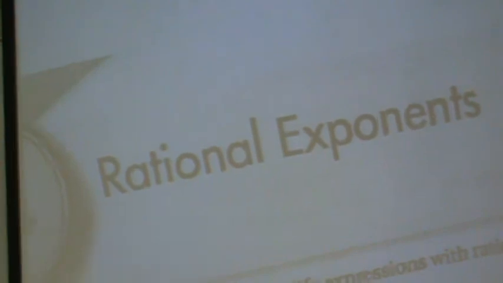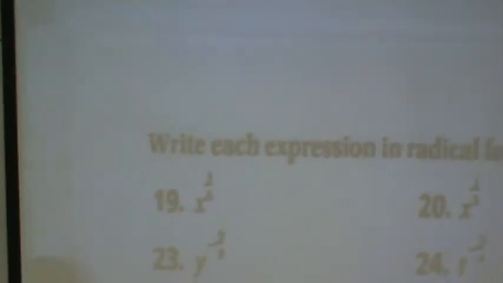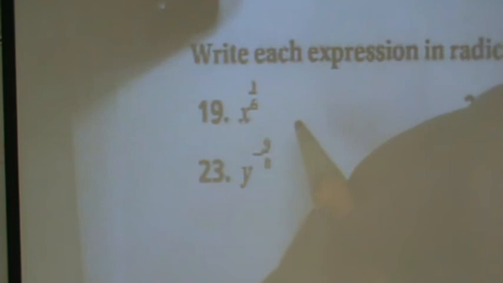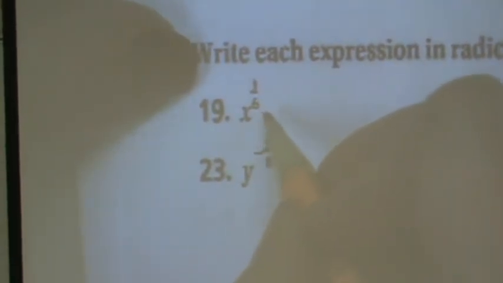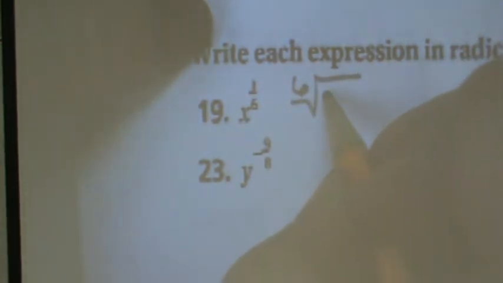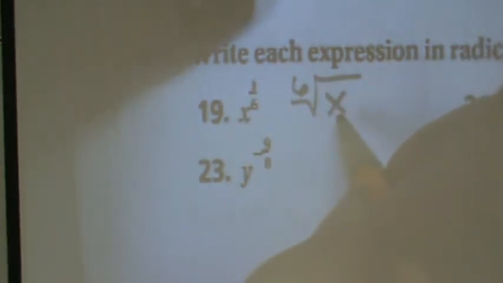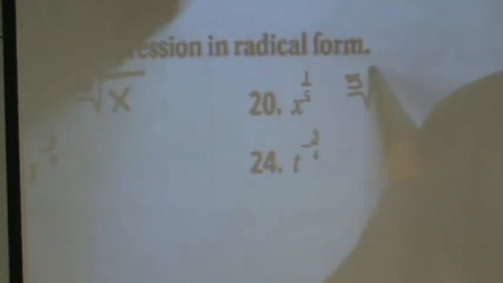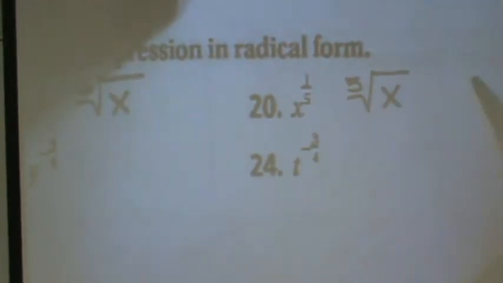Okay, back page. What was the last one? Ready? 19. Tell me how to write this in radical form. It's a 6. X to the 1/6 power. 6th root of x. 20. Fifth root x.